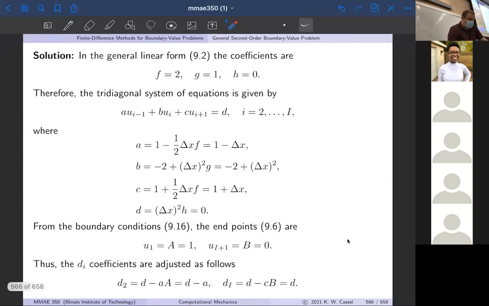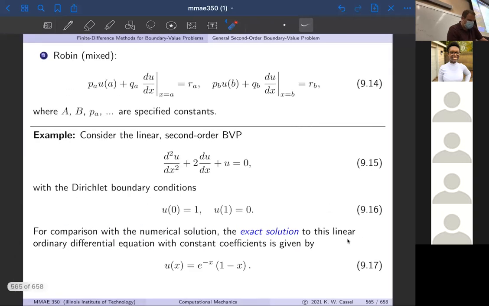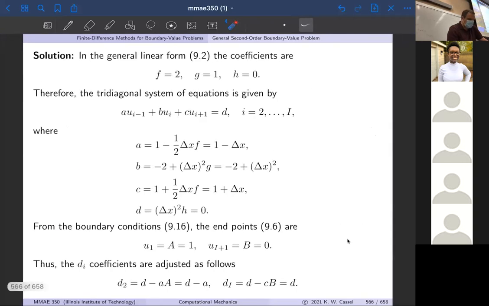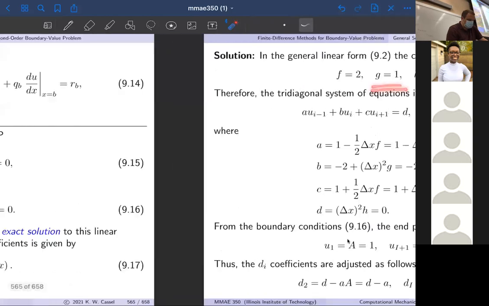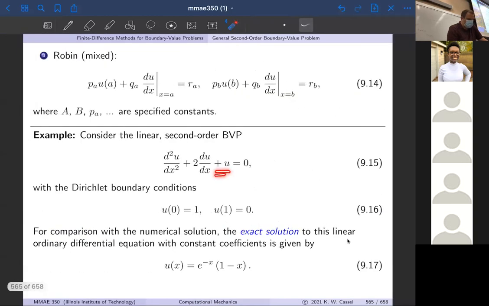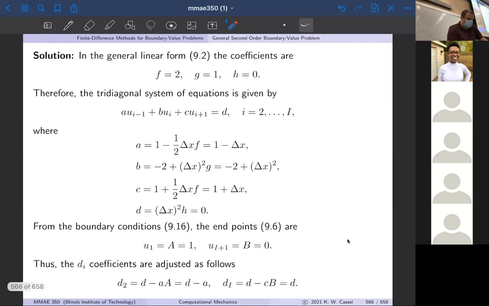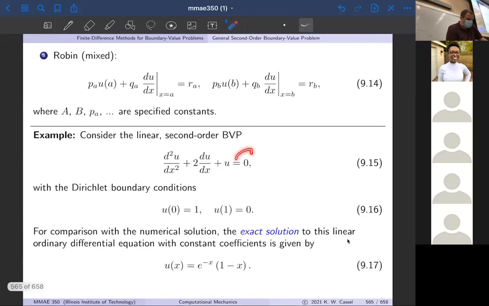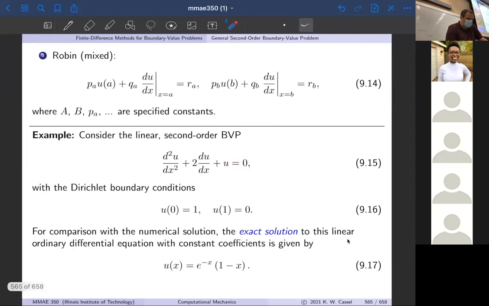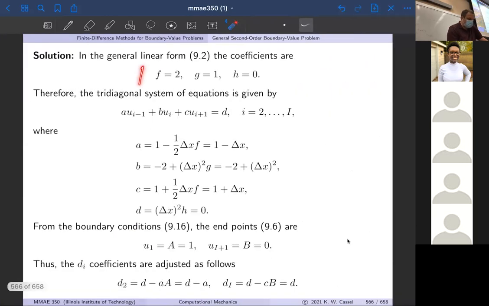Now the f is 2. That's the coefficient of the first derivative. g is 1. That's the coefficient of the 0th derivative term. And then h is 0. That's the right-hand side. All right. So we already have the setup for this. We know the f, g, and h. We've already done all the hard work. We finite difference this thing.